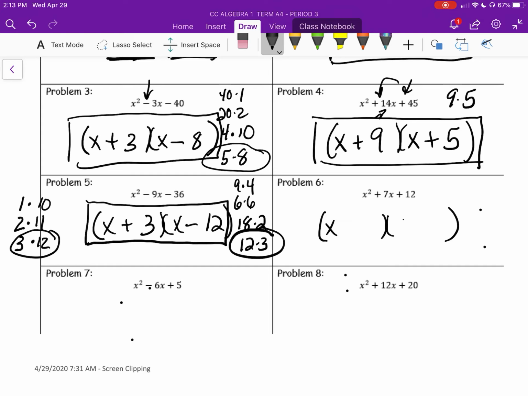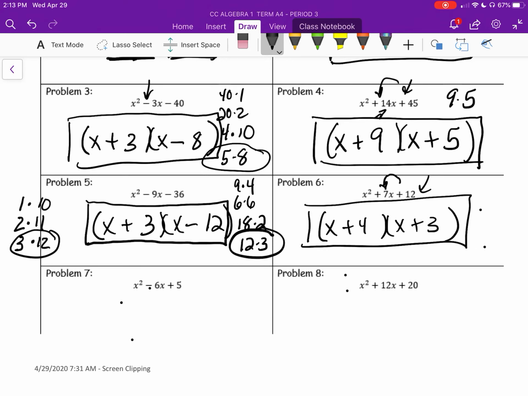Start with x. Factors of 12 that add up to 7. Oh, it's an easy one. 4 and 3. Factors of x squared plus 7x plus 12 are x plus 4 and x plus 3.